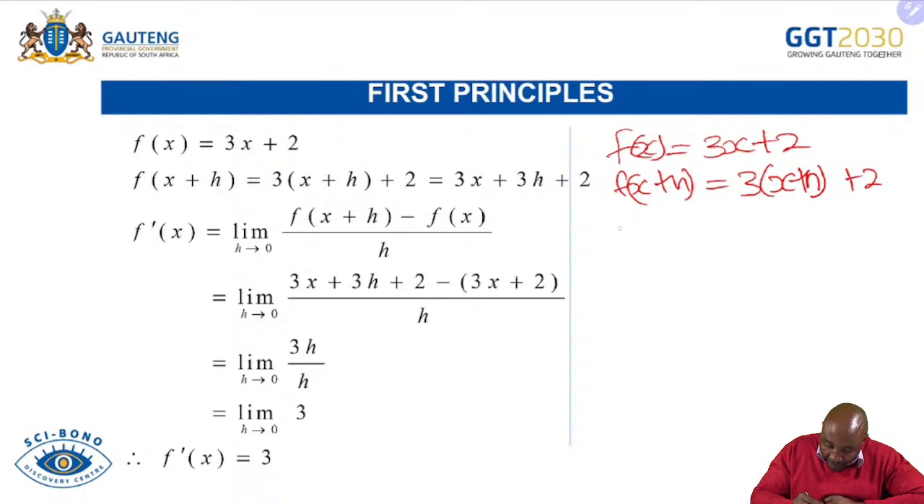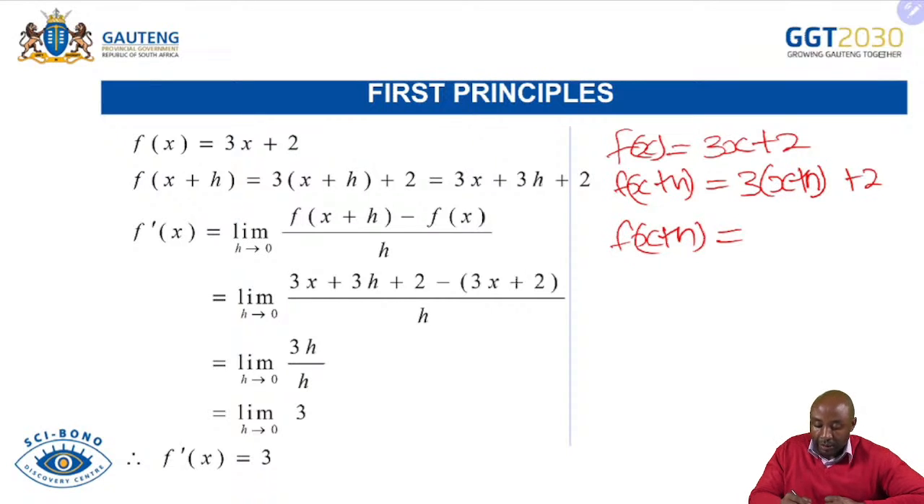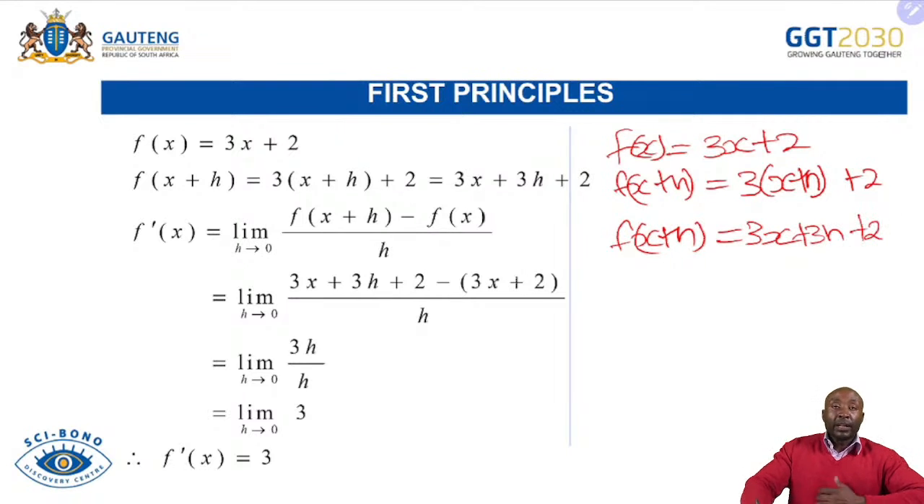We simplify this. Our f of x plus h will be given by 3 times x plus h. We are distributing the coefficient 3, which is outside the bracket. We get 3x. 3 times positive h, we get positive 3h. Then we write plus 2. That is how we simplify our algebraic expressions using the distributive law. You are able to see that that is the expression that we get.